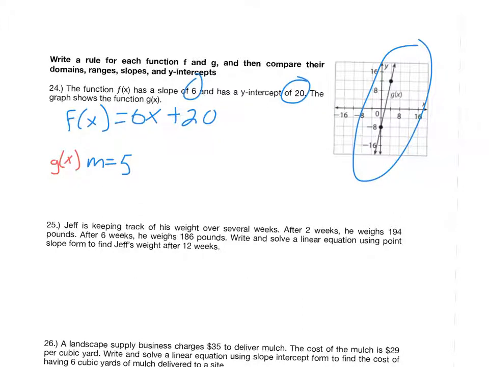Oh, and one more thing, y-intercept. Y-intercept of f of x is 20. What would be the y-intercept of g of x? You could just look at the graph for that. That would be negative 8. Okay, so the y-intercept of f of x is also greater than the y-intercept of g of x. And that's all you would have to do. That's what the instructions tell you to do. So write a rule, which we did, then compare their domains, ranges, slopes, and y-intercepts. I didn't write all of it down because I'm trying to make this video a lot shorter than it is, but I told you everything. Feel free to write down what I told you.